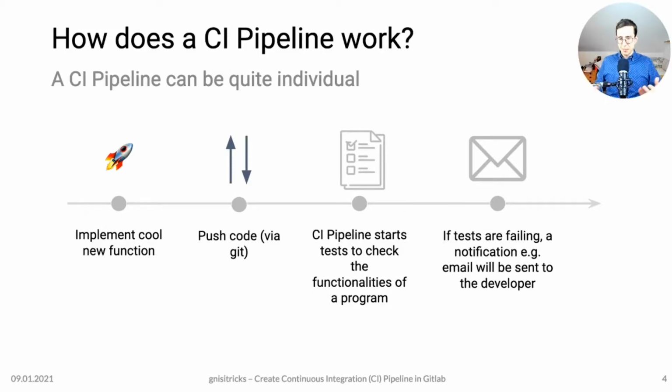And for example, if the tests are failing because there's an error or bug in your code, then in most cases a notification, for example an email, is sent to the developer: hey, the code is not working, you have pushed to the code. And this actually allows you to jump back to the beginning and rethink your implementation and come up with a better design so your CI pipeline works again.